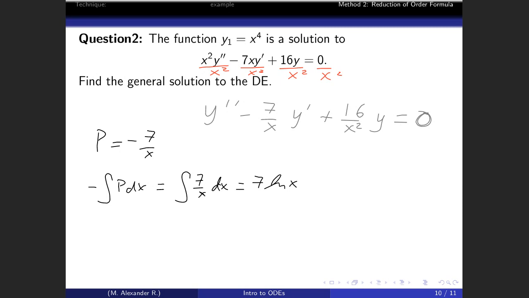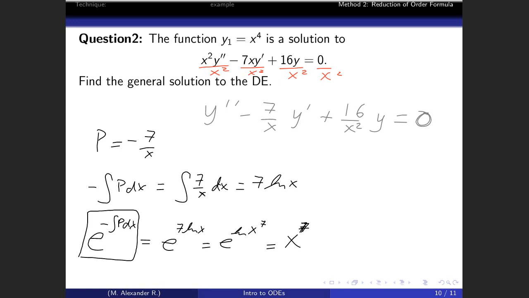But in the formula, we have e raised to the negative integral of the p dx. And so this becomes e raised to the 7 ln of x, which is e to the ln of x to the 7, which simplifies to x to the 7 power. So a little bit of algebra with the ln and the e. That is some algebra that we have to review. But now we have figured out what this quantity is. So now we are ready to use the formula that we have.